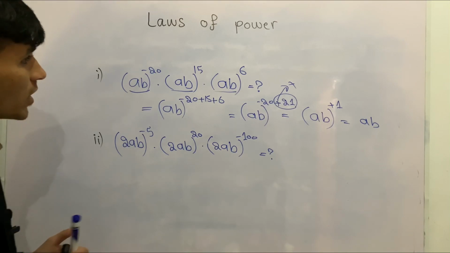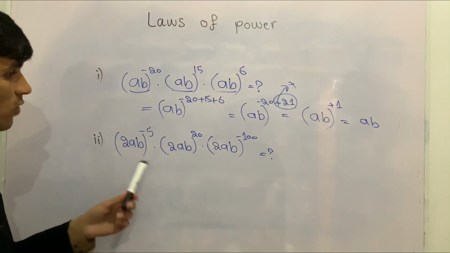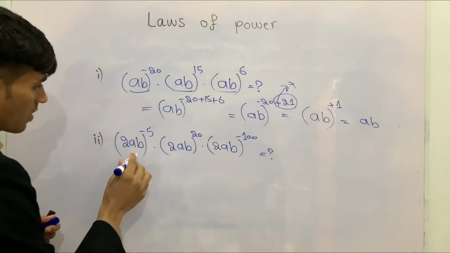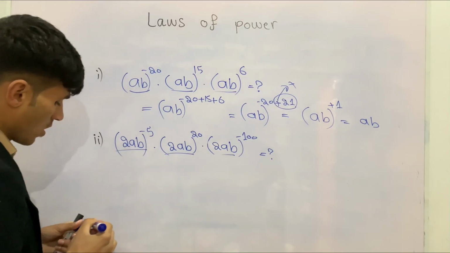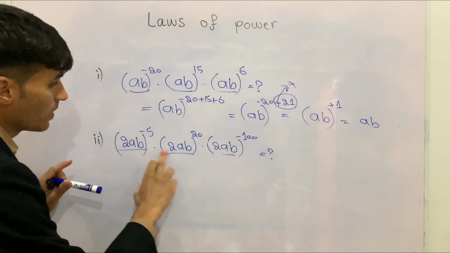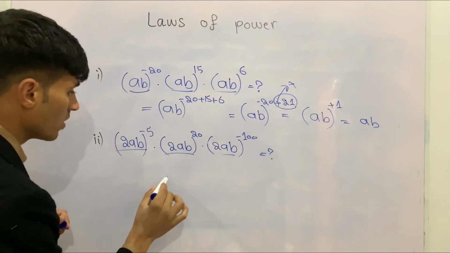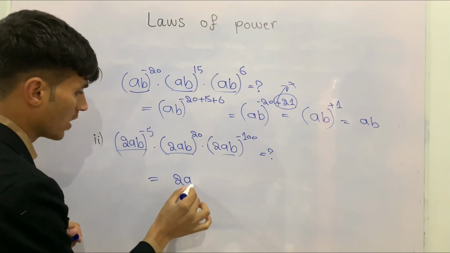I hope you got it. Try to do it on your own as well. So what should you do for the next question? 1, 2, 3. We're having 3 bases, but the same base: 2AB here, 2AB here, 2AB here. So taking 2AB.